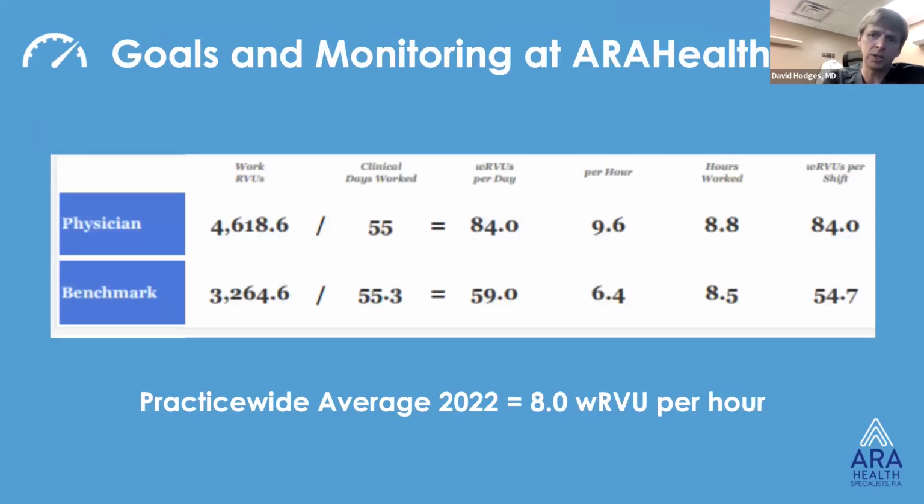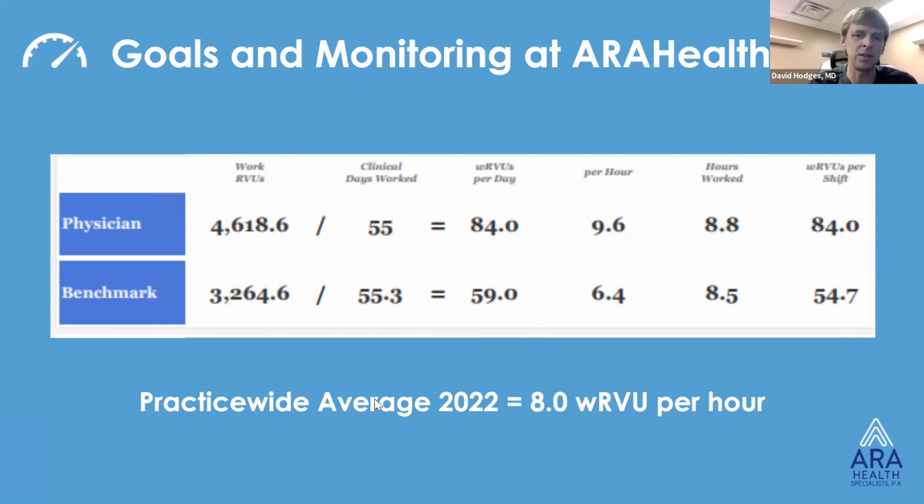You see there's the physician on the top row, the benchmark underneath. So we're reporting out aggregate work RVUs. We break that down by RVUs per day, RVUs per hour, RVUs per shift. You can see the benchmark numbers below. So this person is exceeding all of the benchmarks.